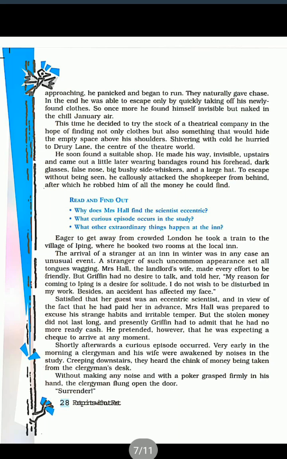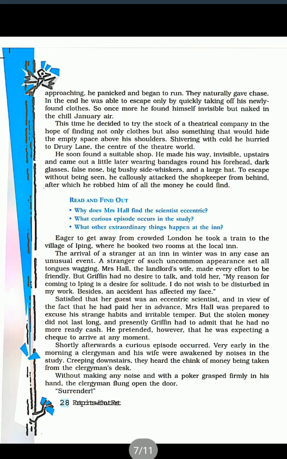Arrival of a stranger of such strange appearance became the talk of the people. Mrs. Hall tried to be friendly with her guest, Griffin. He told her that he didn't want to be disturbed. He wanted to be alone. She thought that her guest was an eccentric scientist. She didn't mind his strange habit and irritable temper. Griffin's cash finished. He told a lie that he was expecting a check at any moment.